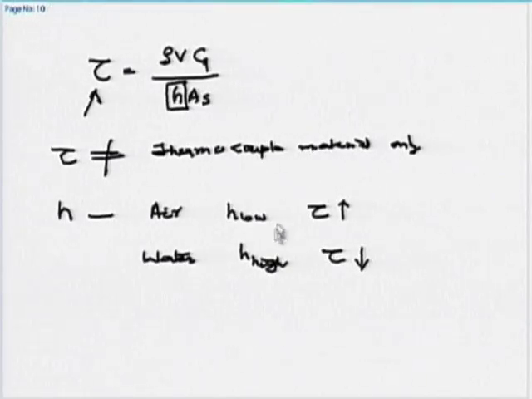That is what the student usually asks whenever you go to the class: my thermocouple has a time constant of 1 second. We have to specify under what conditions I am inserting my thermocouple. In natural convection, my H is going to be very low, even if it is liquid, so the time constant of my thermocouple will be larger.